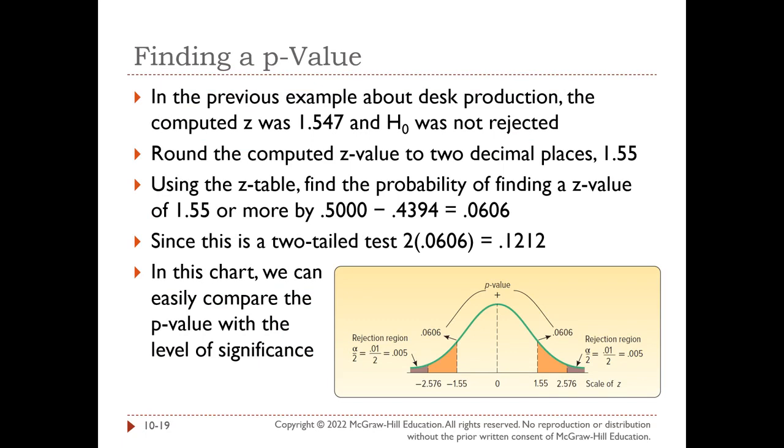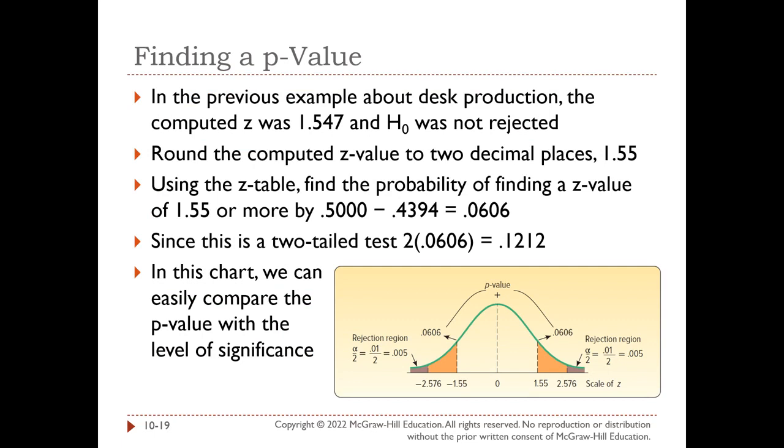So how do we find it? Okay, so in the previous example about the desk production, remember the computed Z was 1.547, and null was not rejected. Round the computed Z value to two decimal places, so about 1.55. Using the Z table, finding the probability of finding a z value of 1.55 or more by 0.5 minus 0.4394. That's our z value.